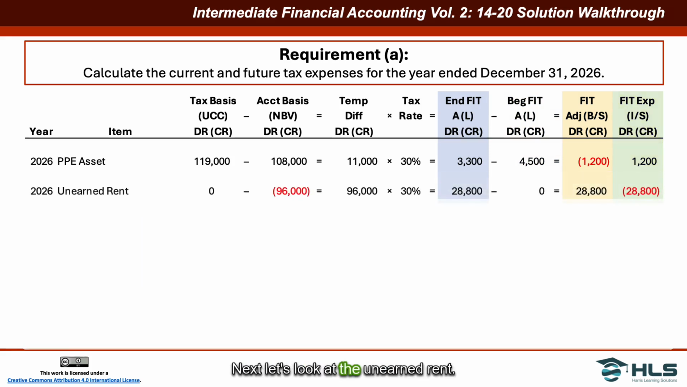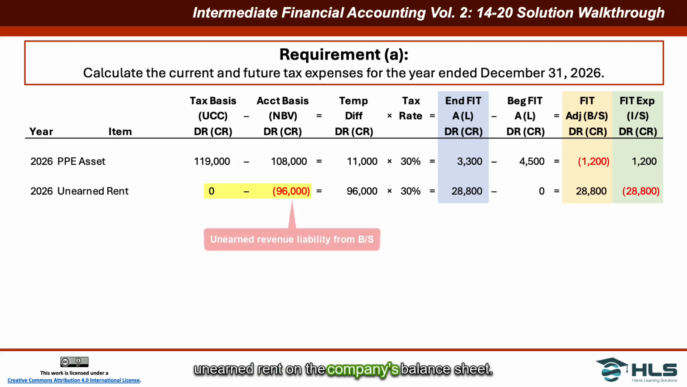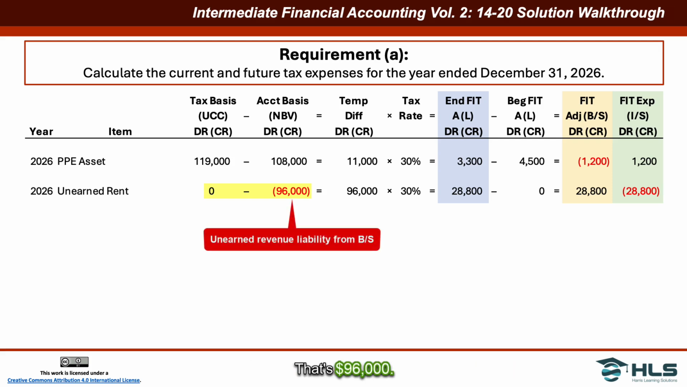Next, let's look at the unearned rent. We'll start with the tax basis, and for all items other than property, plant, and equipment, the tax basis can always be zero. Then what we do is we subtract the carrying value of unearned rent on the company's balance sheet. That's $96,000. The company received the cash and would set up an unearned rent liability account. That unearned rent revenue account is a credit balance because it's a liability, which is why I'm entering it as a negative balance in the table.